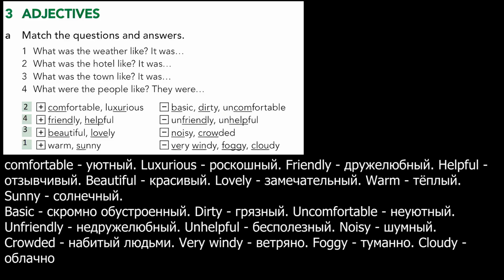2.8. 3. Adjectives. 1. What was the weather like? It was warm. It was sunny. It was very windy. It was foggy. It was cloudy.